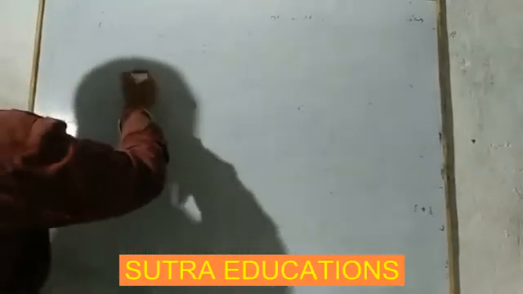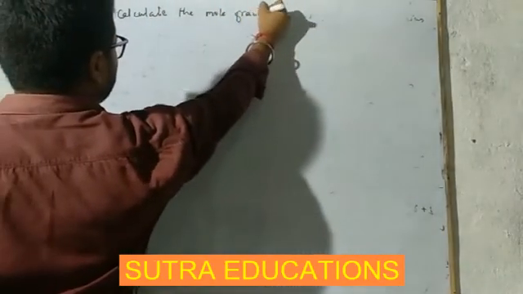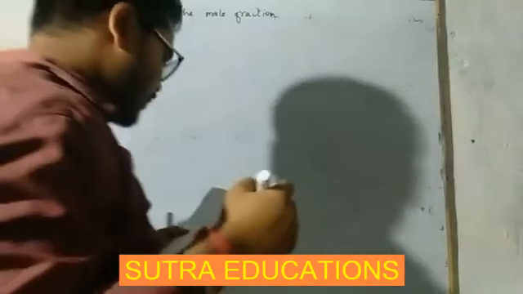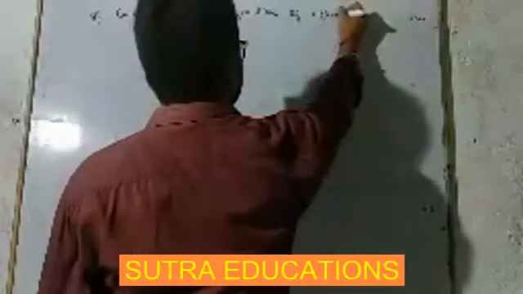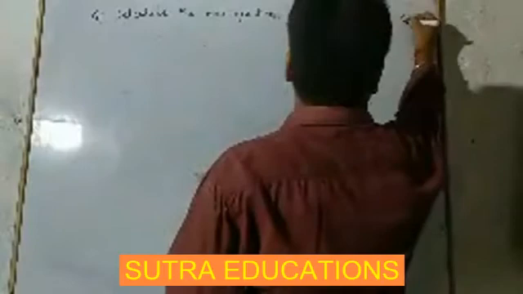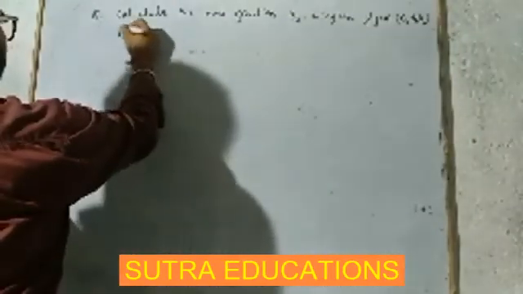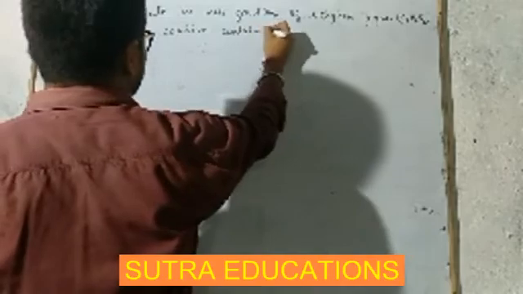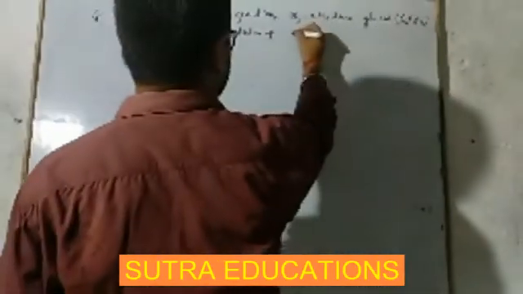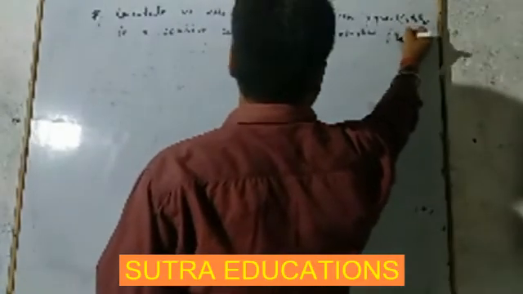Question is, calculate the mole fraction of ethylene glycol, C2H6O2, in a solution containing 20% of ethylene glycol. Okay.